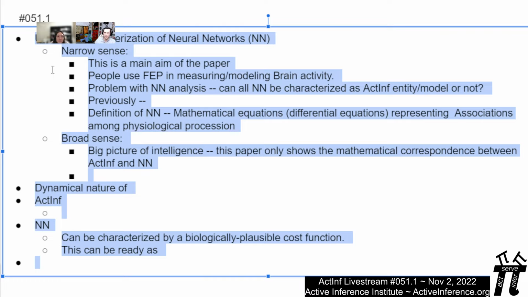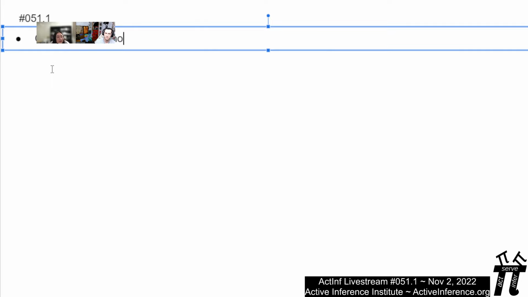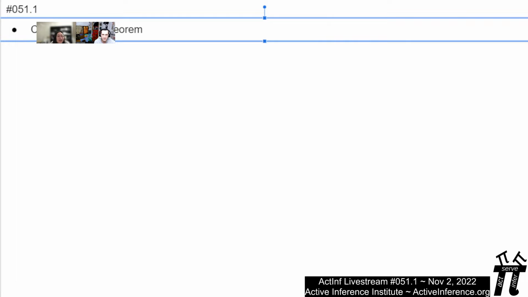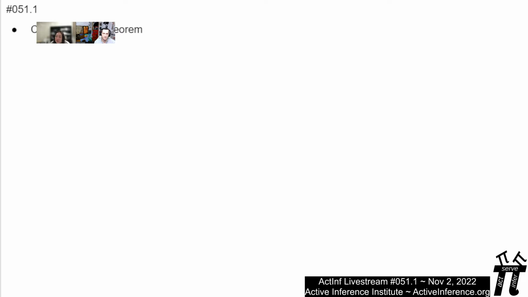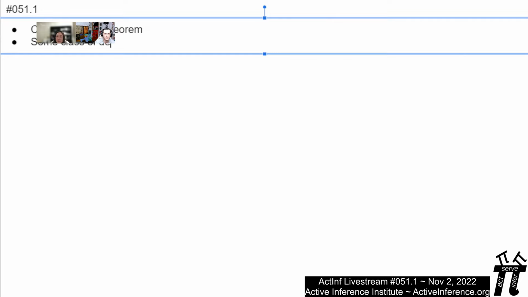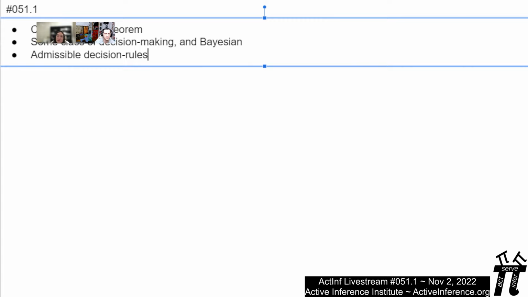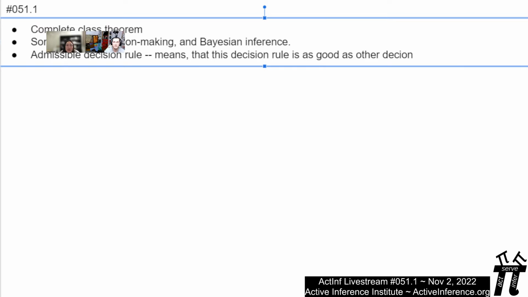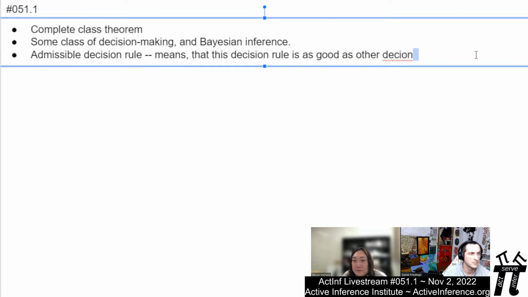Yeah, thank you for asking that. So I like the slide you showed in last week's video. The complete class theorem basically indicates the relationship between some class of decision rule and Bayesian inference. Here, a crucial keyword is admissibility, or admissible decision rule, which is a rule which is as good as other decision rules, or at least at one point better than other decision rules. So, simply speaking, admissibility indicates in some sense it is the best rule for some aspect, and usually we characterize such goodness using a cost function, loss function, or risk function.